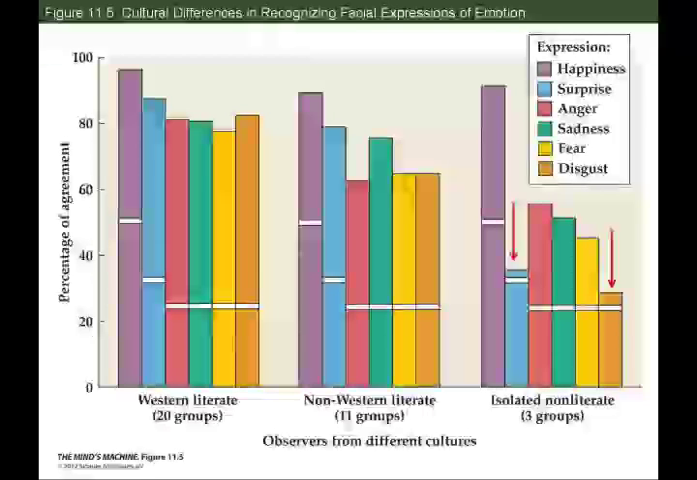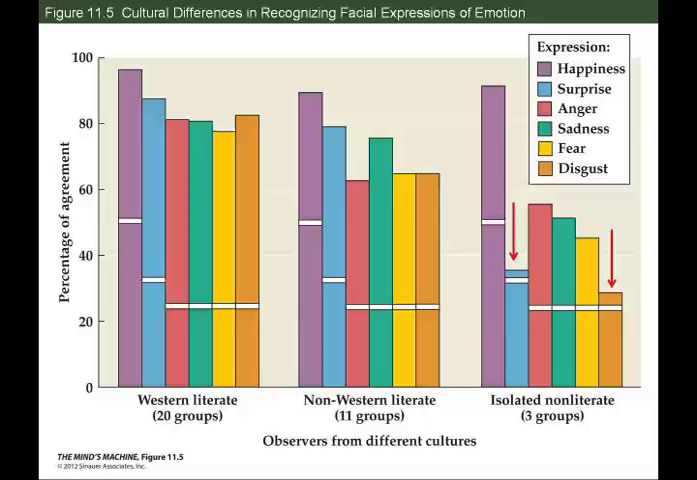All right, so let's go through this bar graph together. The different colors denote the different basic emotions: happiness, surprise, anger, sadness, fear, and disgust. The six where there is less disagreement, not all eight of them. On the y-axis you have the percent of agreement, and on the x-axis you have Western societies, non-Western but literate societies, and then isolated non-literate societies.